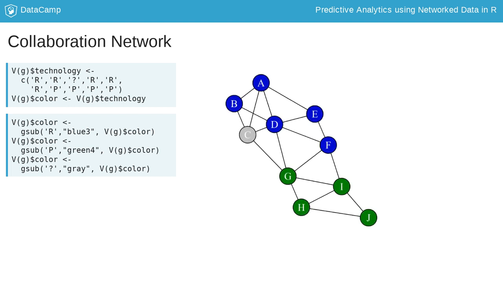Let's assume that the preference of Cecilia, or node C, is unknown. She is connected to 3 R users and 1 Python user. Can we use the network structure to infer what her preference is? This is what you will learn in this course.